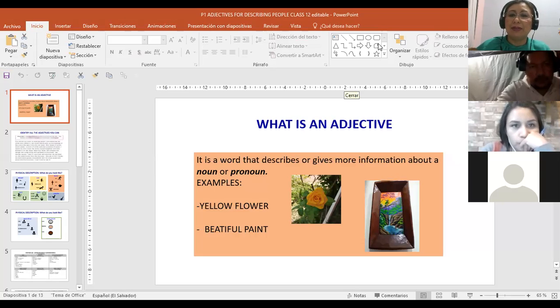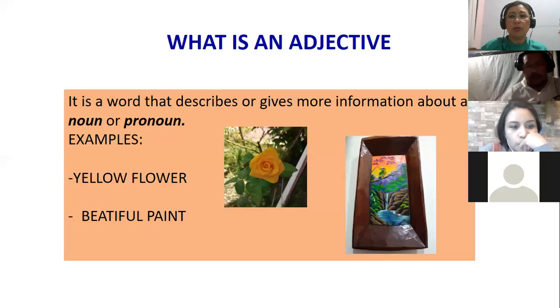Okay, perfect, Ana Victoria. So let's go back and let me show you what is an adjective. This is like a review. Esta es como una revisión de la última parte de la clase anterior, ¿verdad? On Thursday. So what's an adjective? An adjective is a word that describes or gives more information about a noun or a pronoun. For example, yellow flower and beautiful paint.